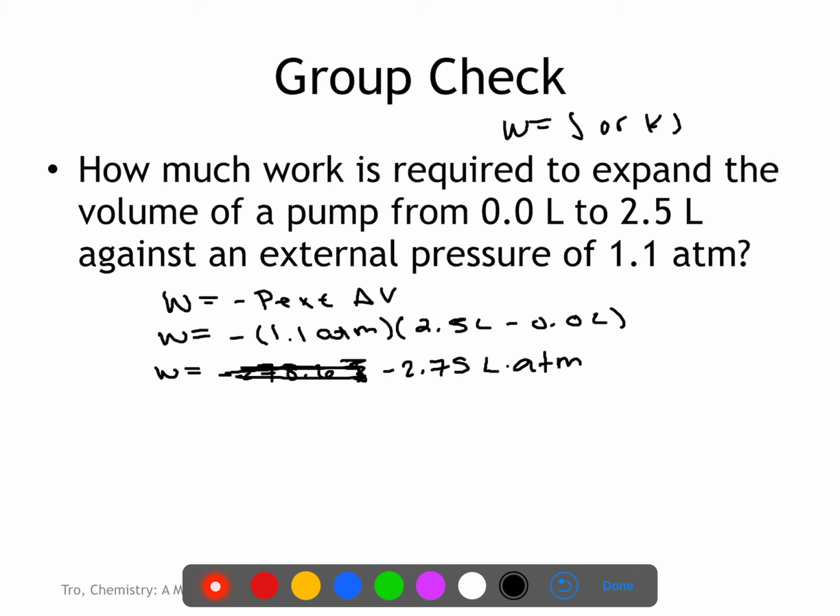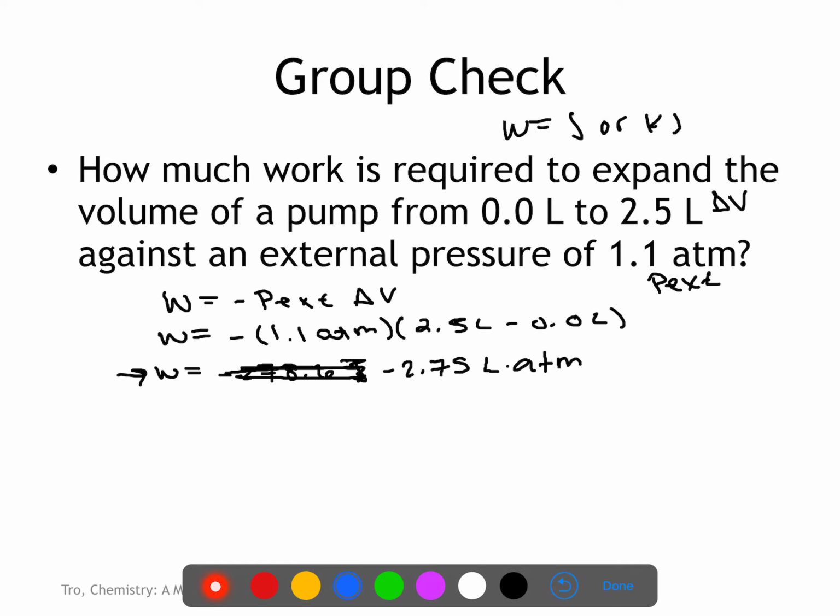So we need to figure out the conversion to go from liter atm to joule. First, how much work is required to expand the volume of a pump from 0 to 2.5 liters against an external pressure? We have the change in volume and we have external pressure, so you multiply them together and you get work. Now we need work to be in joules.